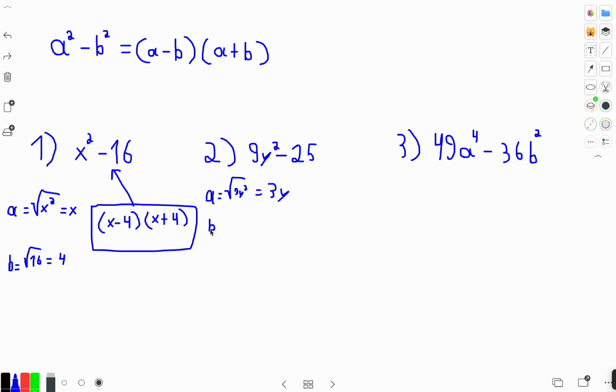Now for our b, let's find the square root of 25, which is super simple. It's just going to be 5. So now that we identified that a is 3y and b is 5, we can just apply the difference of two squares. So we're going to have 3y minus 5, and we're going to have 3y plus 5.